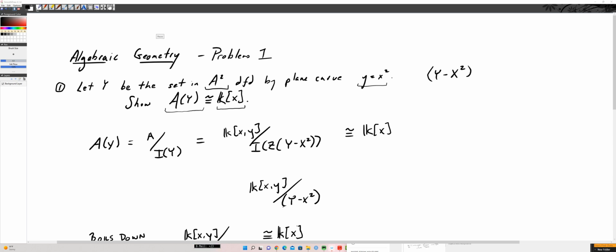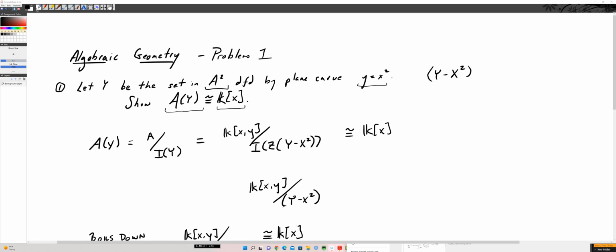Welcome to the sixth video on algebraic geometry, where we will plow through a number of problems to get some practice in these new terms and domains. Okay, so we're starting with this problem. We're given a set Y, and the set Y is just our friendly neighborhood parabola, y equals x squared, in the affine plane. And we need to show that the coordinate ring of Y is isomorphic to the polynomial ring in one variable. So how do we do that?